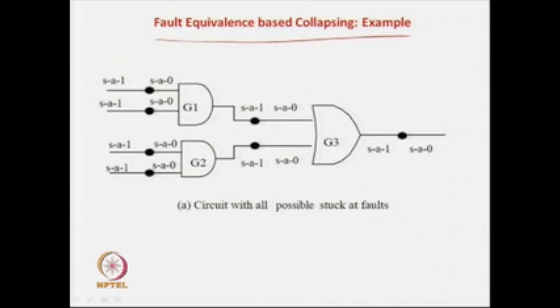So, now this is an AND gate. First we have to put all the 2n faults. Again, I told you, we have to remember that. Stuck-at faults: when you are considering them, each line can have a stuck-at 0 and a stuck-at 1, and we are considering one fault at a time.